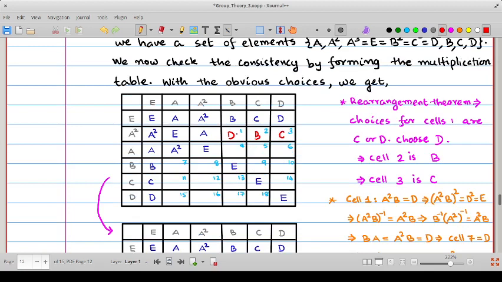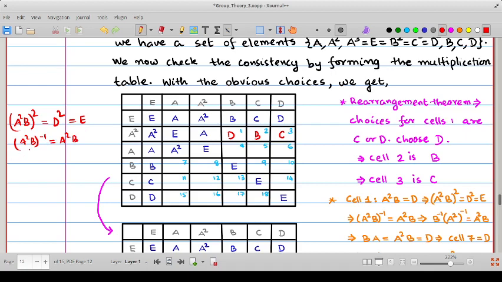The next thing that we notice is that cell number 1 is actually D, but that is A square times B. Which means that A square times B is equal to D. But D is an element of order 2. So if I take the square of this, (A square B) square should be equal to D square. But D square is equal to identity. So what does that mean? (A square B) inverse is equal to A square B itself. That's why A square B times A square B is identity.